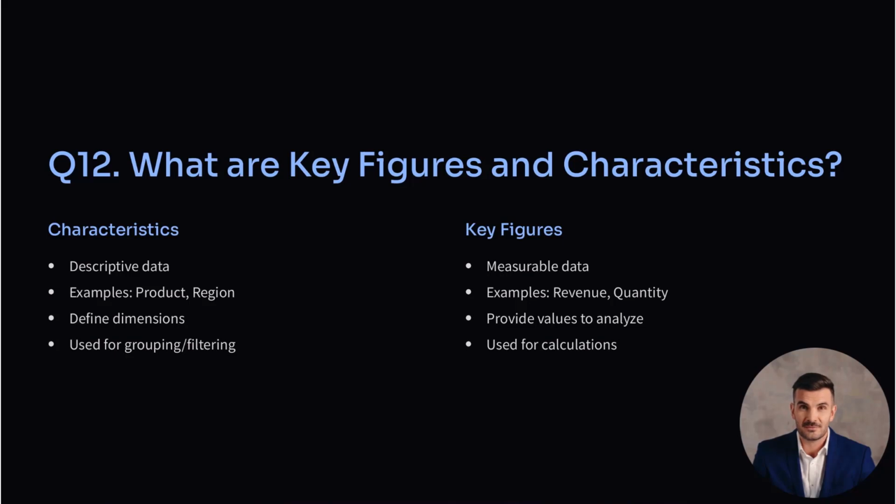Question number 12. What are key figures and characteristics? Answer. Characteristics are descriptive data like product, region, while key figures are measurable data like revenue or quantity sold. In modeling, characteristics define the dimensions, and key figures provide the numbers we want to analyze.